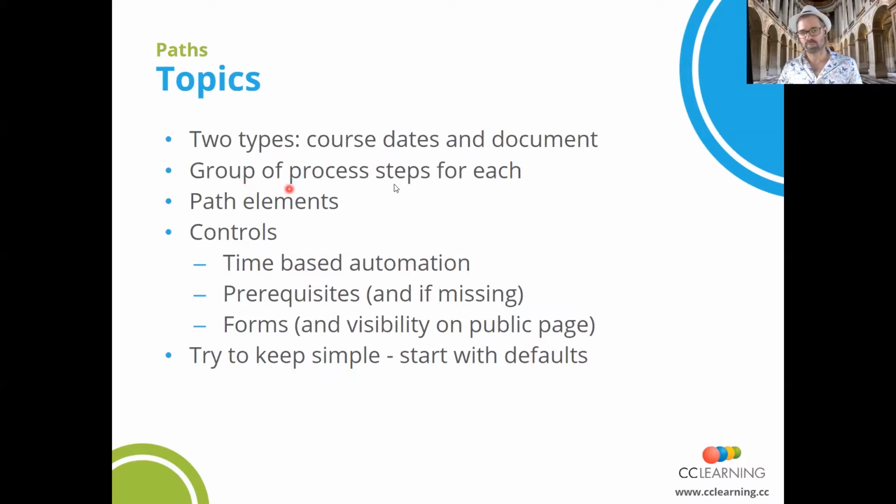We group the process paths. So each is basically a grouping of process steps. We group the process steps into the path. And I'm going to take you through the path elements in a moment. That is the items that are within a path that you're editing. I'm going to talk about controls, time-based automation, prerequisites, and if there's a missing prerequisite.